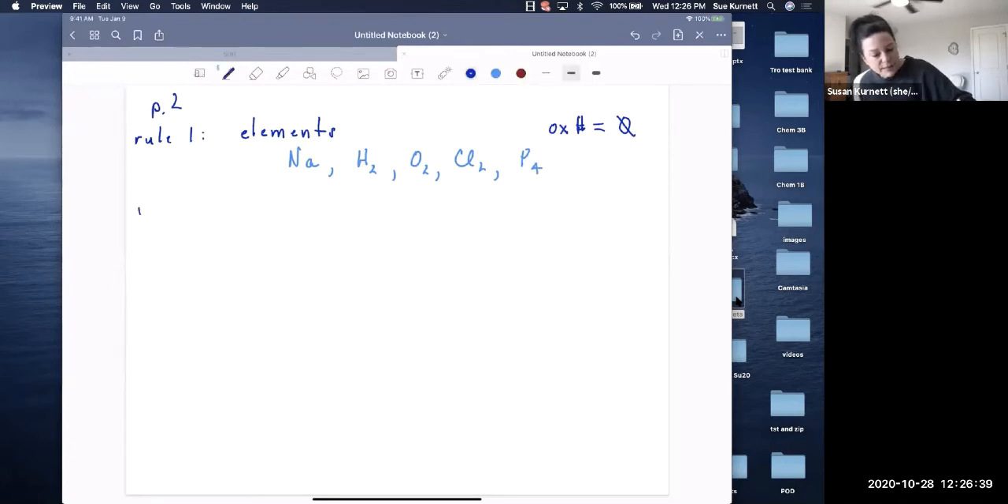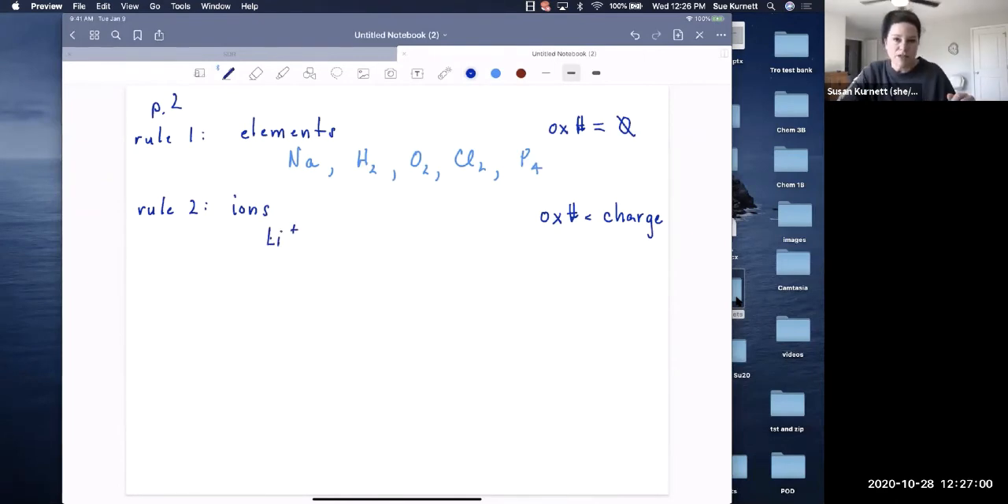Rule 2, if something is an ion, the oxidation state is equal to its charge. Sometimes we can see the charge. Here I have a lithium ion, and I can see that it's +1. Its oxidation number, or its oxidation state, same thing, is +1.